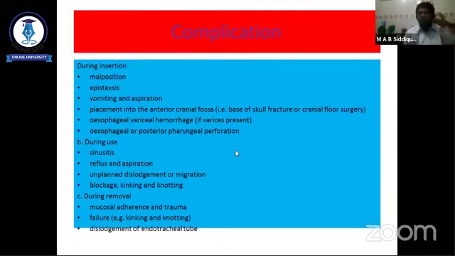If you feel resistance to introduction, you cannot push further. During use, there may be sinusitis, reflux and aspiration, unplanned dislodgement or migration, blockage, kinking, knotting. And during removal, mucosal adherence and trauma, failure, and dislodgement of the tube. These are the complications of the NG tube.